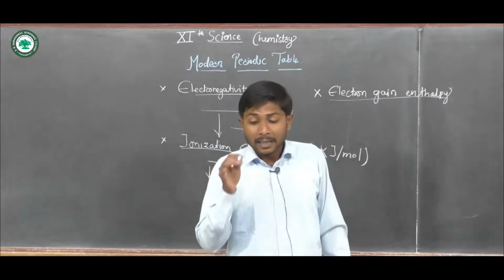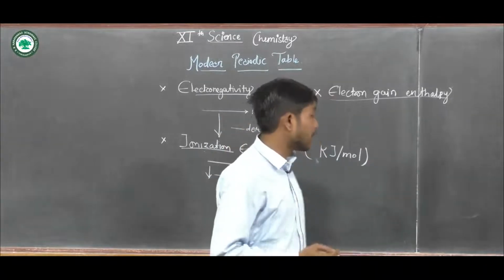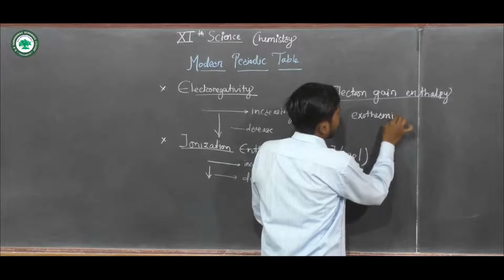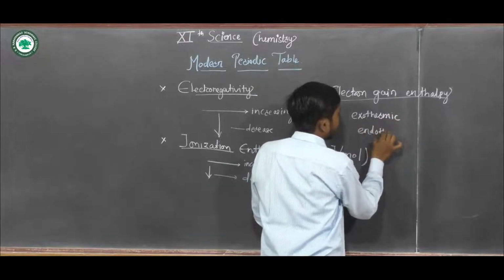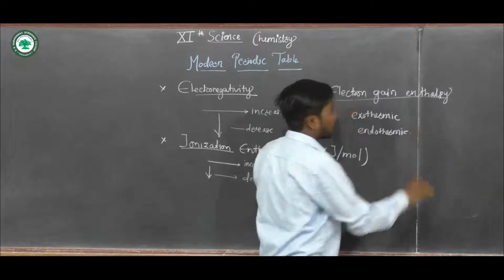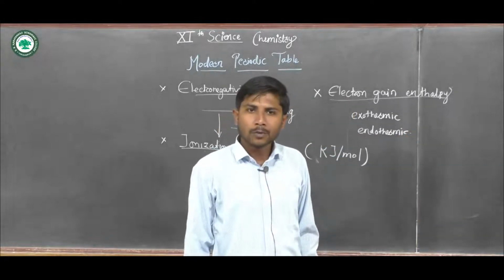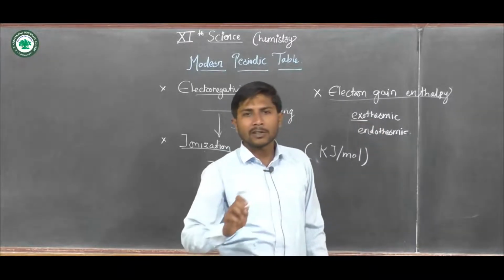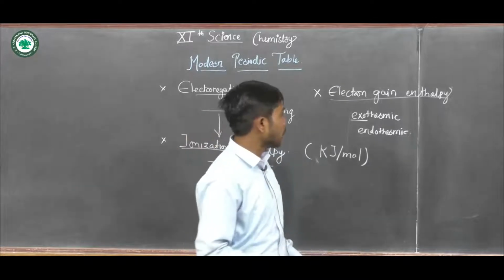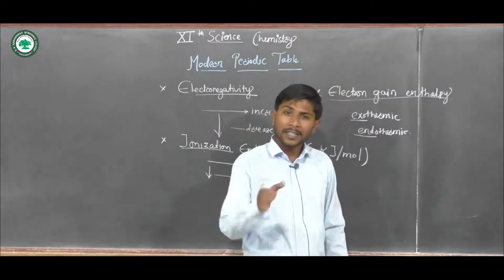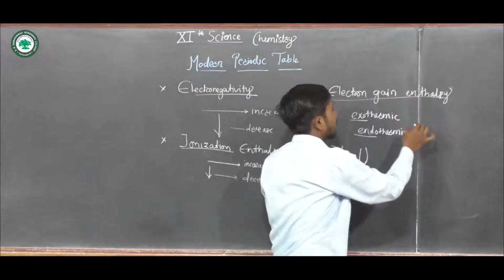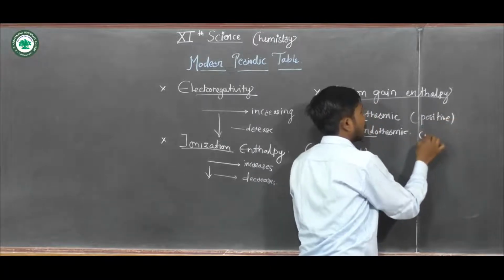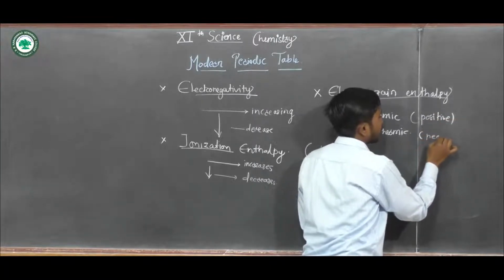The addition of an electron to an atom may be positive or negative depending upon whether that process is exothermic or endothermic. What does that mean? For the addition of an electron, sometimes the process is exothermic, meaning heat is evolved during the addition of the electron, and sometimes endothermic, meaning heat is required. When it is exothermic, the electron gain enthalpy will be positive, and in an endothermic process it will be negative.